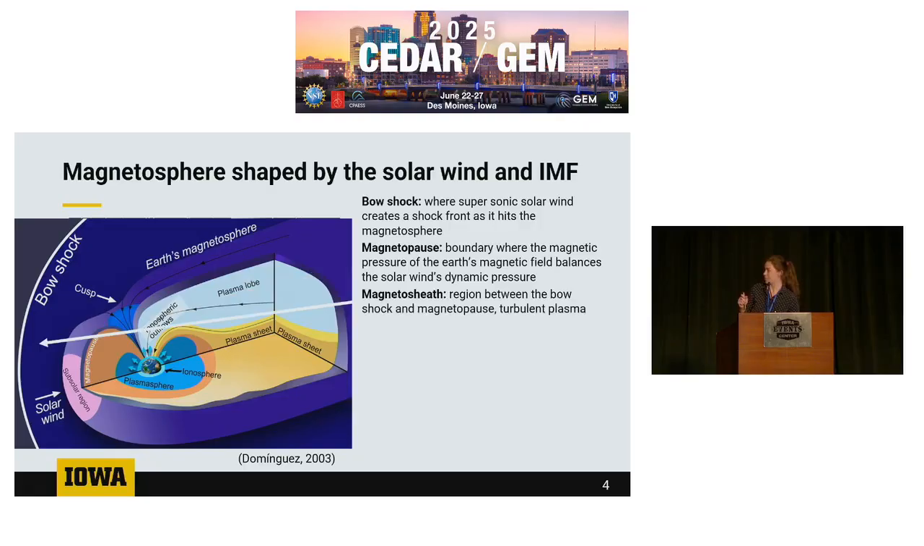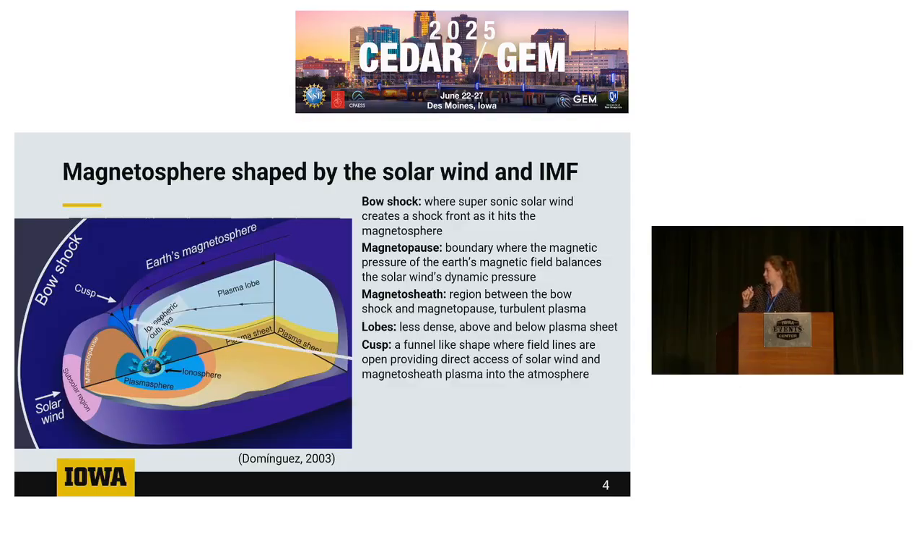The magnetosheath is the region between the bow shock and the magnetopause, and it's often filled with turbulent plasma. I think later talks will get into that. The lobes are a region of less dense plasma above and below the plasma sheet.